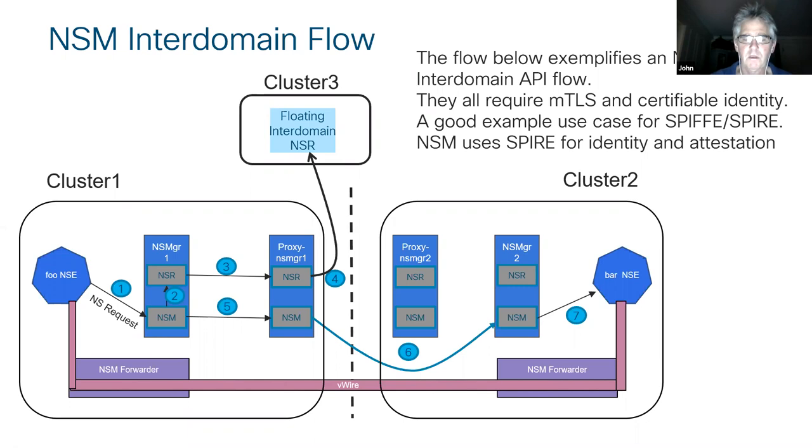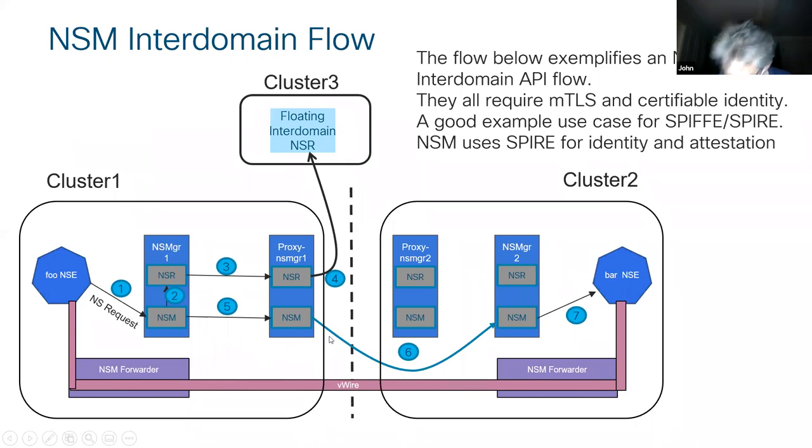So network service mesh, if you're not familiar with it, at a macro level, you have network service elements that provide a network service. You have clients that I don't show on this page, that might request a network service. And then the NSM manager wants to connect those clients to the network service. Now, in this particular example, since I'm using what's known as a floating interdomain network service, the network service actually has to span across clusters.